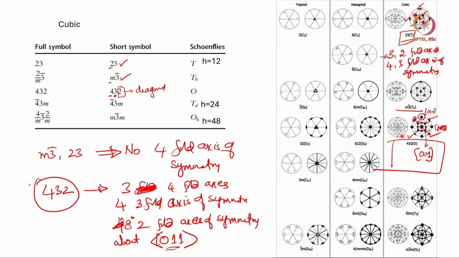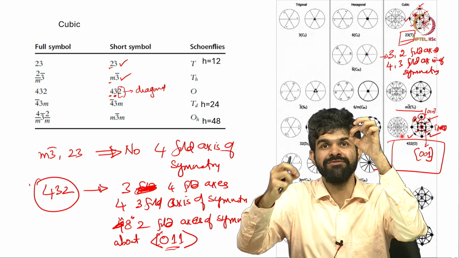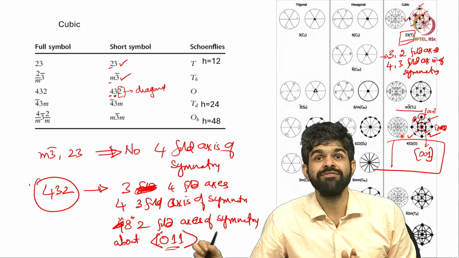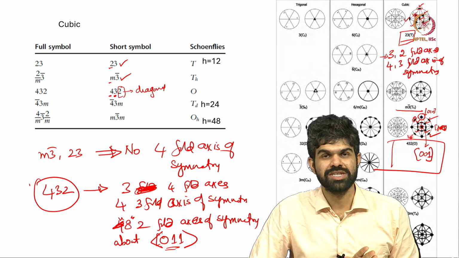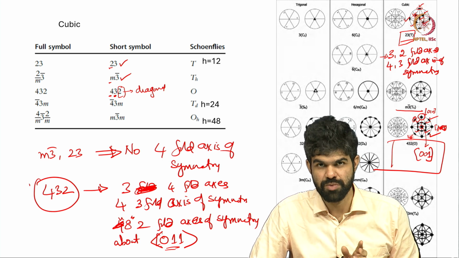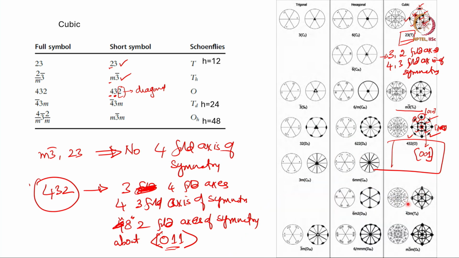So both these points are out of the plane, they are not related by inversion, right. So I do not have inversion symmetry. 432 does not have inversion symmetry. So 432 is a non-centrosymmetric point group. Similarly, I have other point groups, which are 4 bar 3m, right.